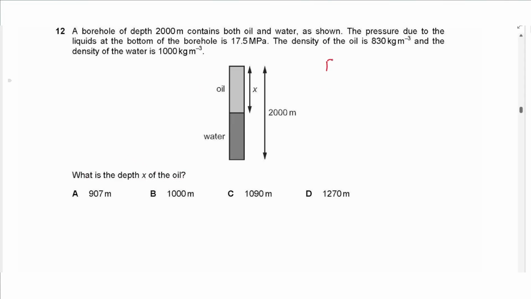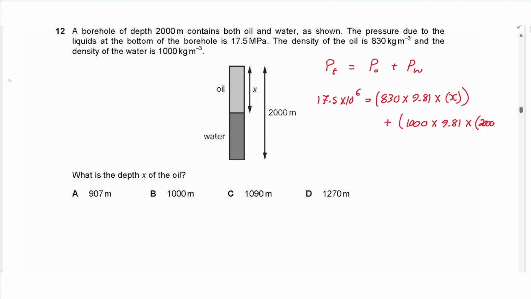So we can say that the total pressure is equal to the pressure of the oil plus the pressure of the water. So 17.5 times 10 to the power of 6 for mega is equal to the density of the oil, which is 830 multiplied by 9.81 multiplied by the depth x, and we add the pressure of the water, which is 1000 times 9.81 times the depth 2000 minus x, because the height from here to here is equal to the depth of the water, and we can divide by 9.81 on both sides of the equation.